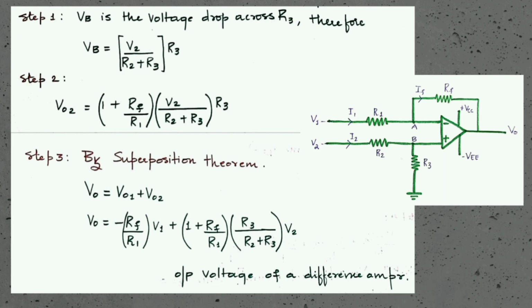Therefore, substituting your V01 and V02 values, we get V0 is equal to minus Rf by R1 into V1 plus 1 plus Rf by R1 into R3 by R2 plus R3 into V2. So this is the final output voltage of a difference amplifier.